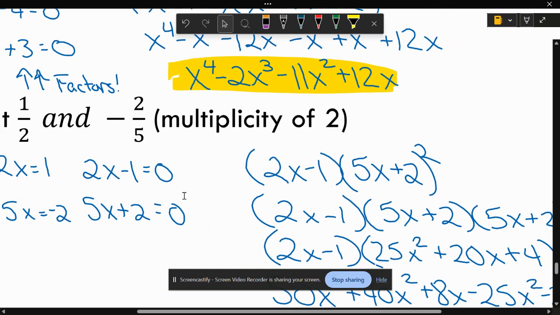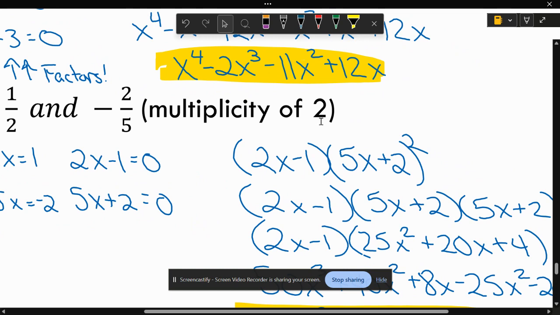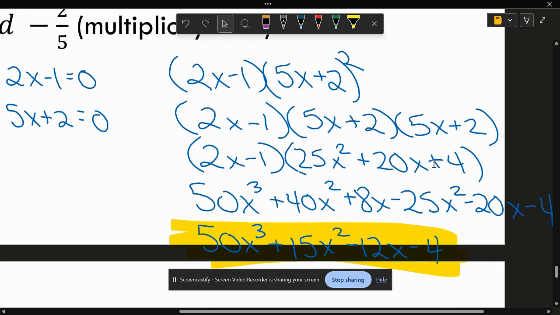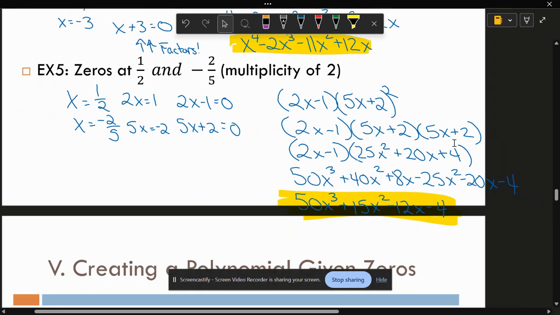When it says multiplicity of 2 or multiplicity of 3, that's just to what degree your binomial is. So in this case, the 5x plus 2, it's a multiplicity of 2, so it'll be 5x plus 2 squared, which then you'll have to solve out. Again, you may need to pause the video just a little bit on these.